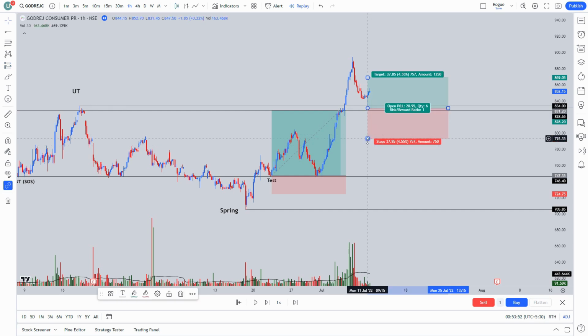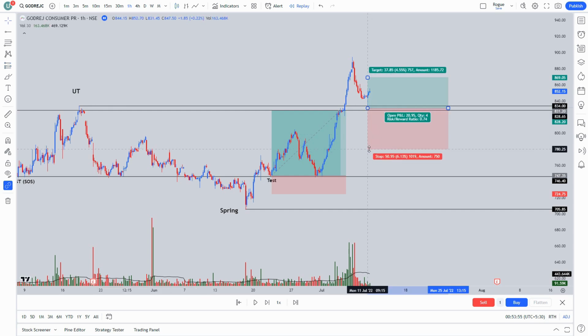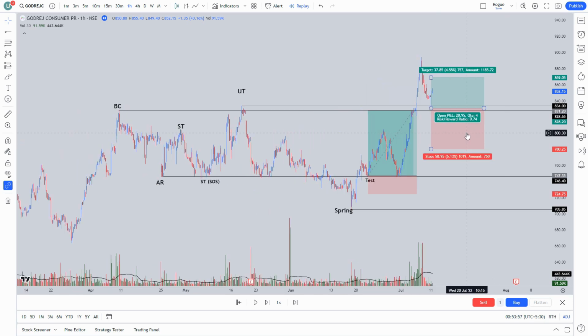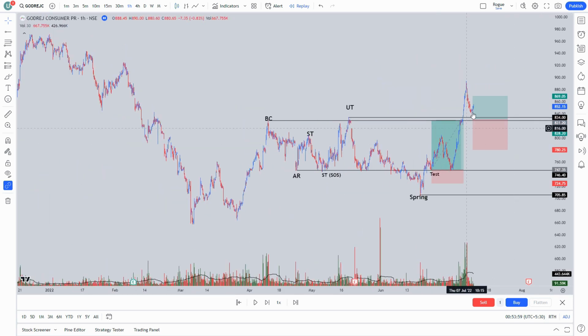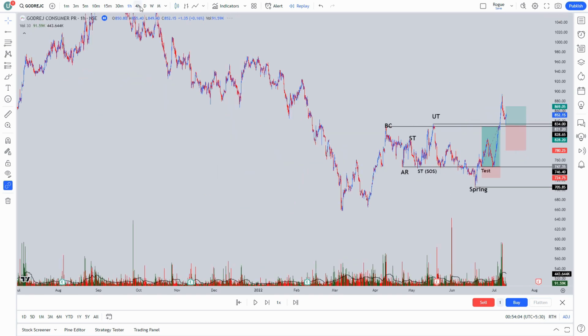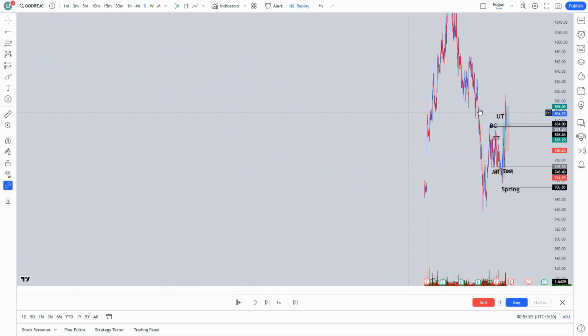Okay, and where do I keep my stop loss? Well, if you ask me, I can keep my stop loss below the 50% of this Wyckoff schematic. Okay, and later on I can trail my stop loss to break even or any target. Now in terms of target, this is the most crucial part.